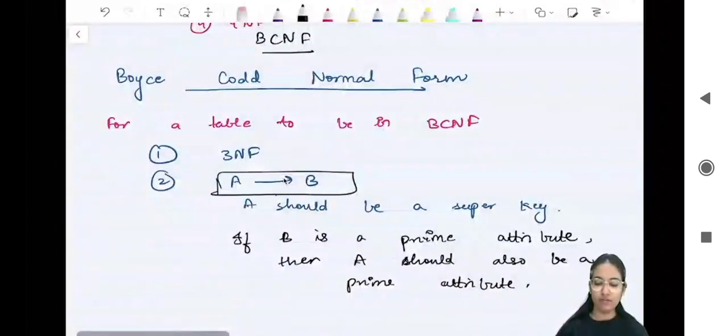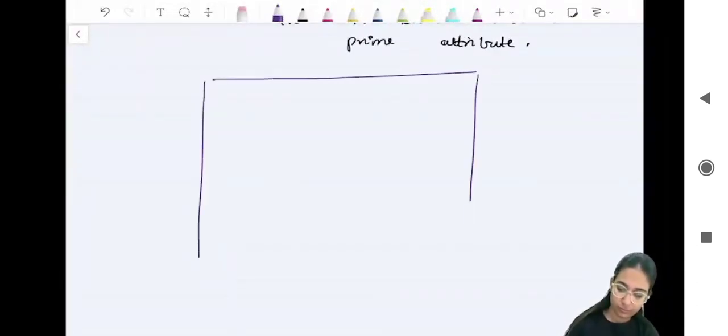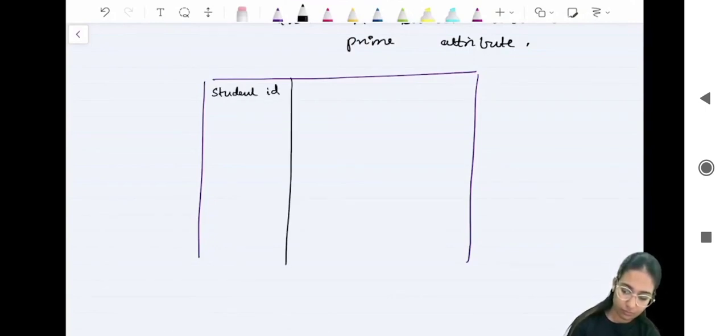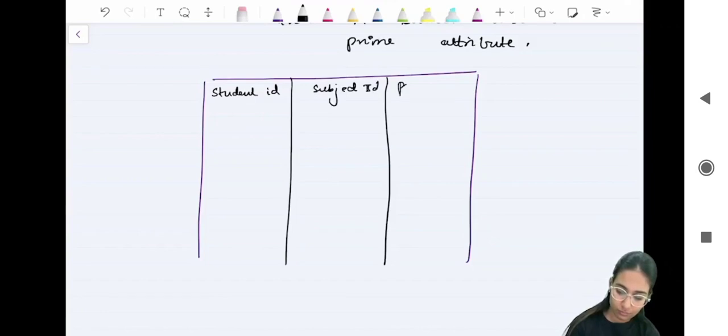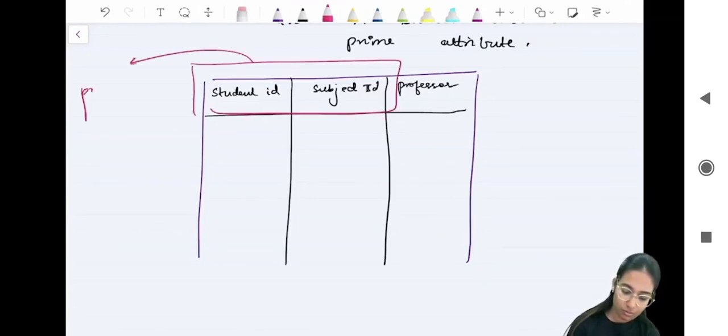So the table was, and these two together form my primary key.